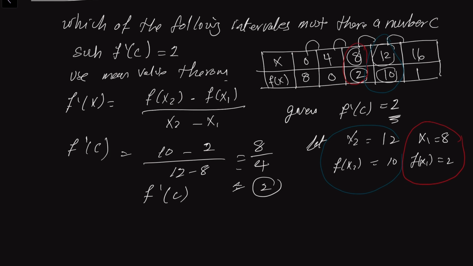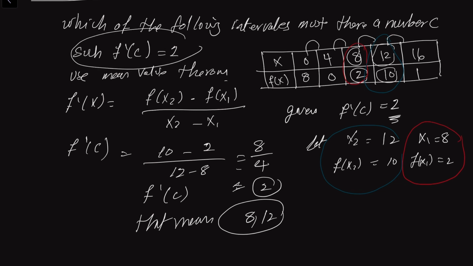So that means the interval 8 and 12 is the correct interval such that f dash of c will equal 2. Okay, so we know the interval is this interval here. Okay, and that's it. There you have it.